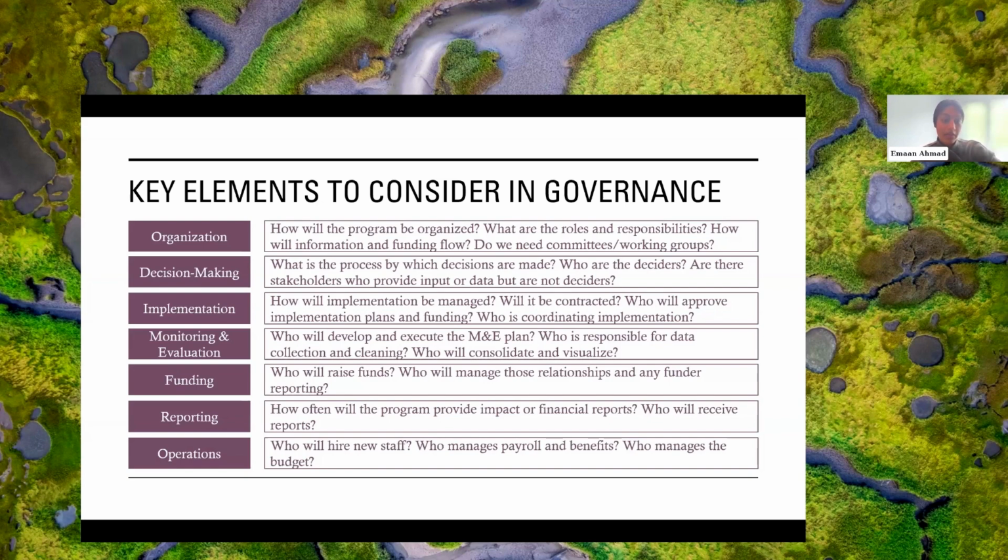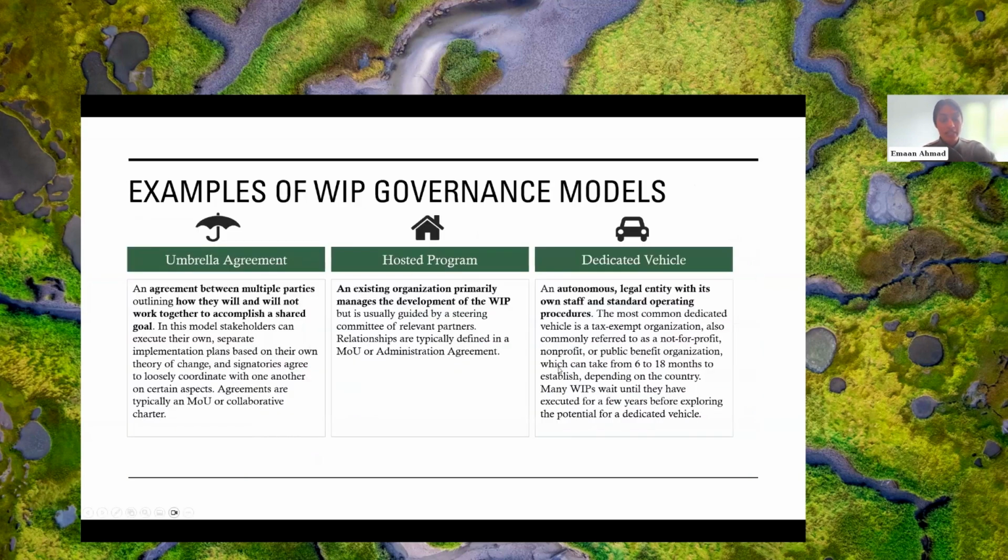And so relatedly, we're also looking at reporting and operationalization. So how often are programs reporting impact? What reports are they publishing? Is it a financial report? Is it more a success impact-oriented report? And who has access to these reports? Who's receiving these reports? And then finally, on the operational side, who does the work that the program delivers? Is it in-house staff? Do we need to hire new staff? Who's managing payrolls and budgets and benefits that these staff receive? So governance really encompasses the entire organization and the entire program and the various elements in each of them.